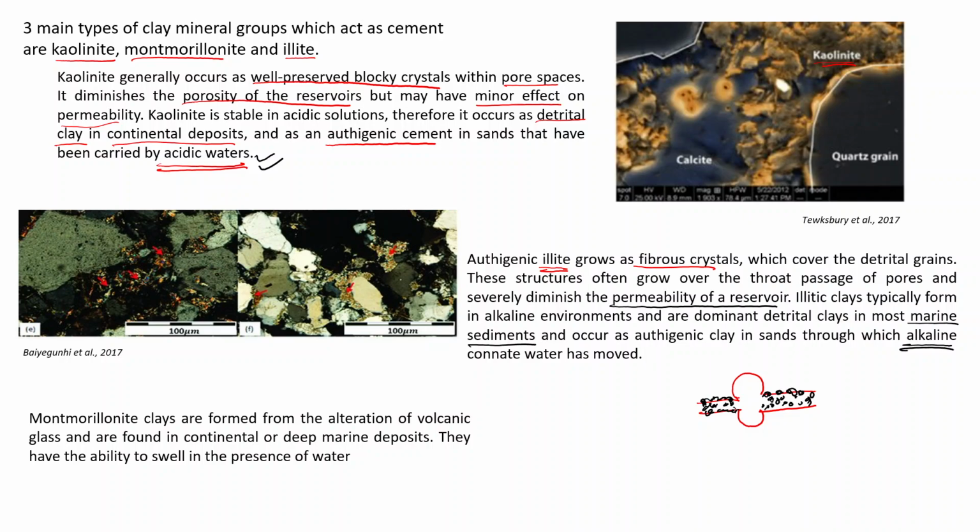While the third one is the montmorillonite clays, which are formed by the alteration of volcanic glass, extremely unstable material, and they are found either in continental or deep marine deposits, and they have the ability to swell in the presence of water. So you can understand, once the montmorillonite clays are there as the cement, and the sands are connate water wet, or water saturated, under almost no circumstances are they going to permit interconnectivity between the pores. So it severely reduces the permeability.